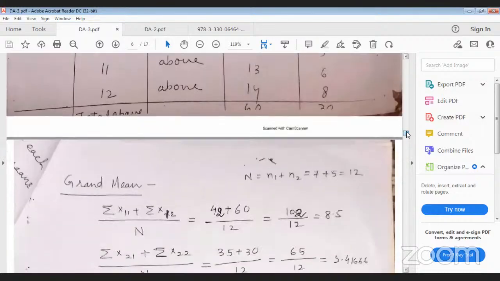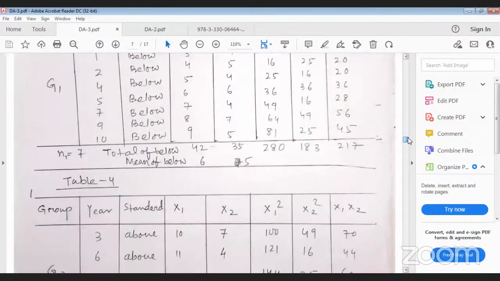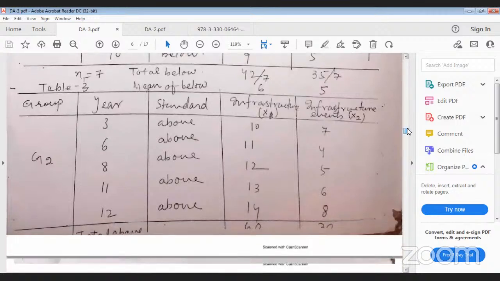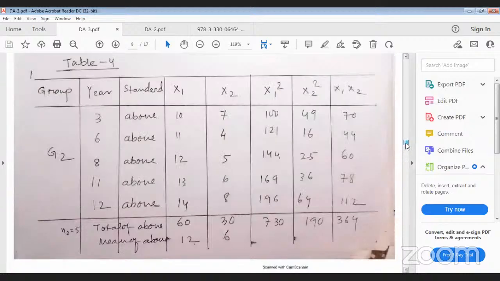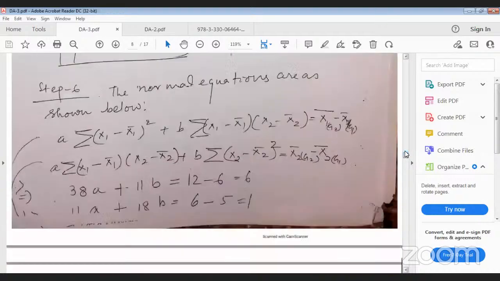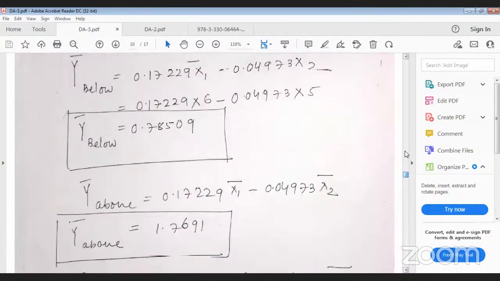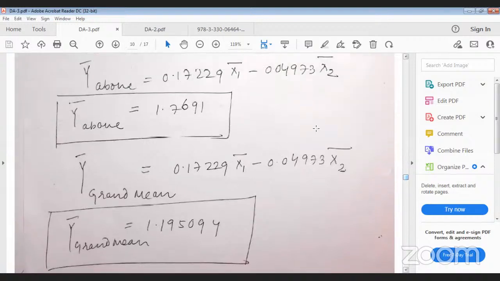For above, x1 bar and x2 bar will be equal to 60 by 5, that is 12. Similarly, 30 by 5, that is 6. So 12 and 6, you have to put here. You have written 12 and 6, no? So for above the mean is 12 and 6. Now you put here so that you will get y bar above. Instead of x1 bar you put 12, and instead of x2 bar you put 6, so that you will get 1.7691, and that will be y bar above.